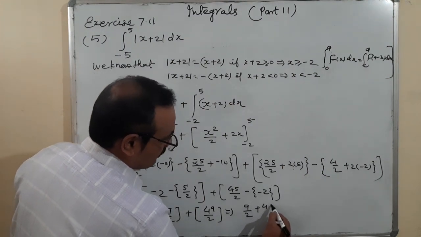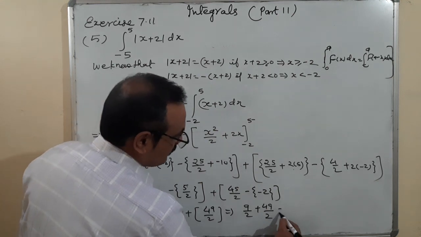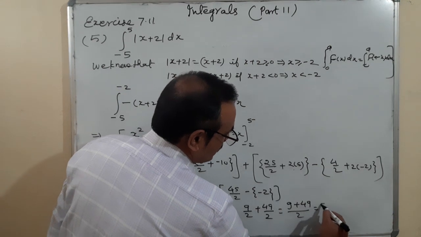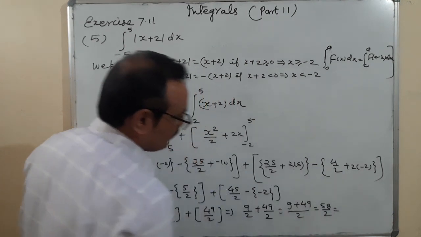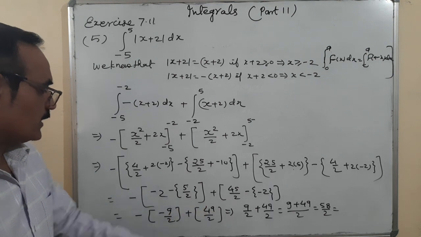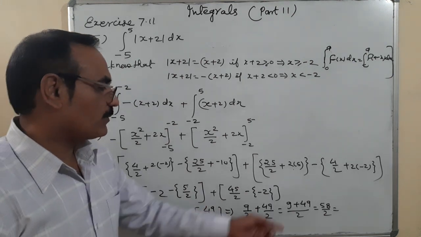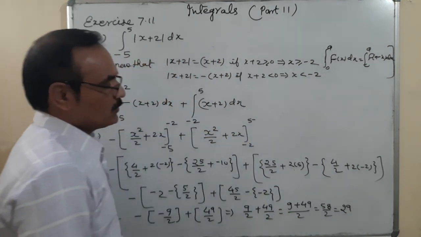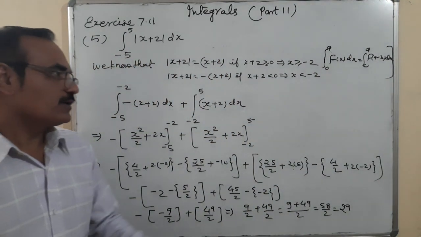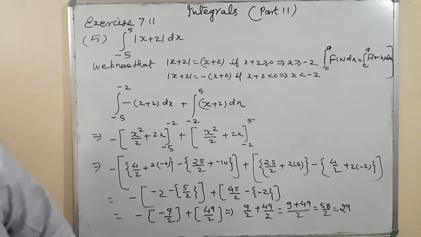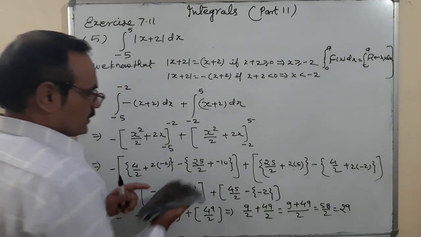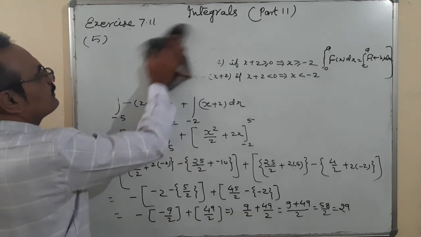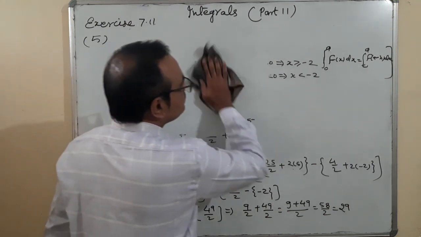Plus 49 upon 2. So what is the result? 9 plus 49 upon 2, it is 58 upon 2. Okay, 9 plus 49 is 58 upon 2, that means it is 29. So its answer is 29. Okay. So when other terms are given in the form of mod, you can change accordingly as per the definition of mod.